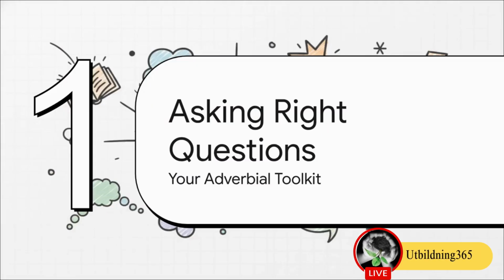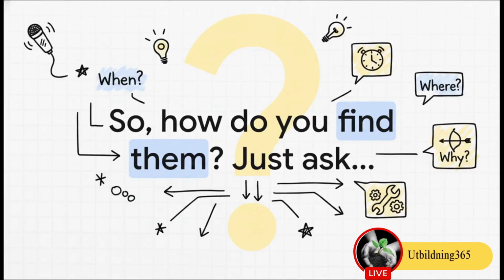Section 3. We know these words are powerful, but how do you know which ones to use? Well, it's actually way easier than you think. You just have to ask the right questions. This right here is your secret weapon. By asking 4 simple questions about the action in any sentence, you can instantly find the adverbials at play. It's like a little cheat code.